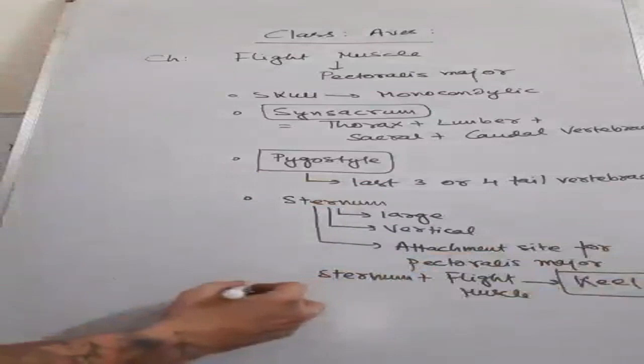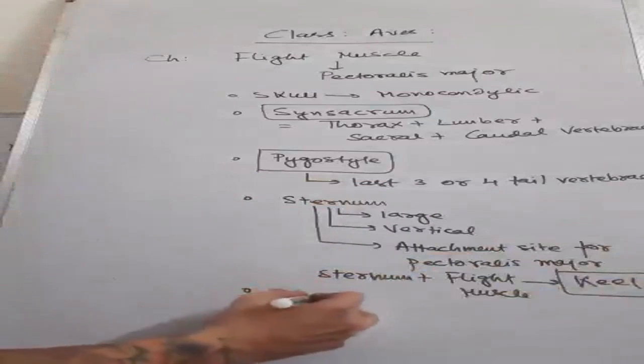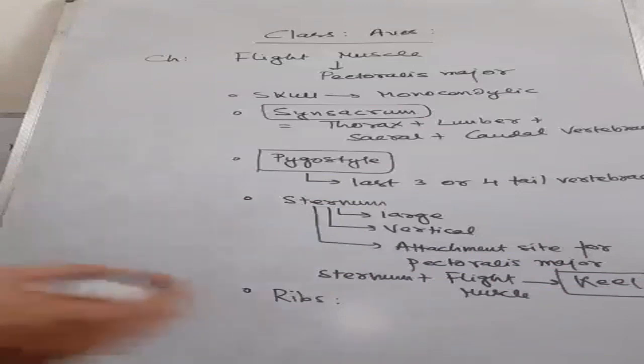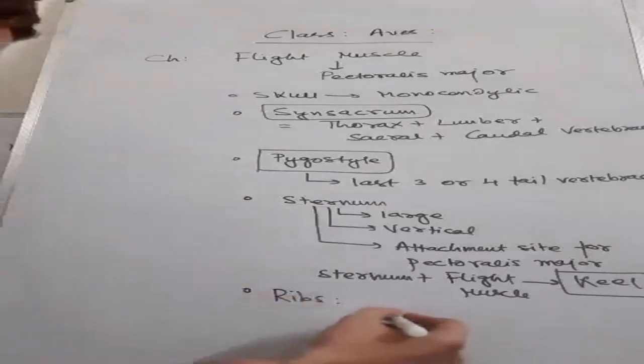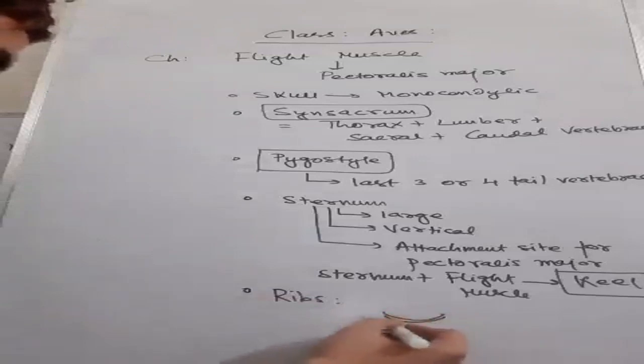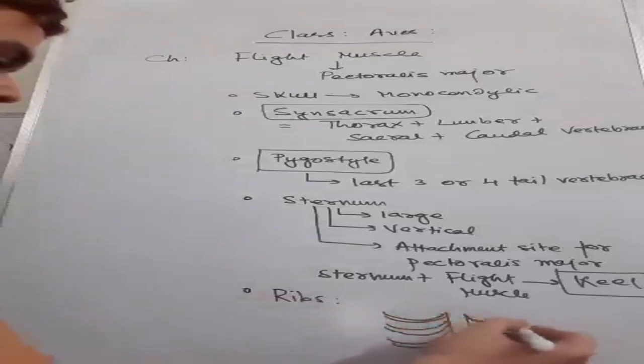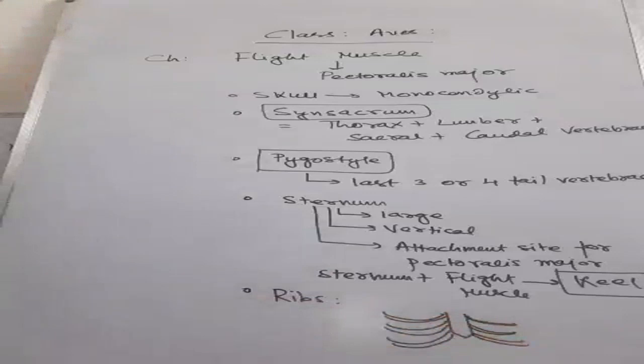We talk about after sternum, what comes? The ribs. We talk about the ribs. Normally, when we talk about the ribs, they come like this. The ribs of humans come like this. Some ribs are attached with the sternum. Some ribs are not attached with the sternum. We will talk about this in human physiology.